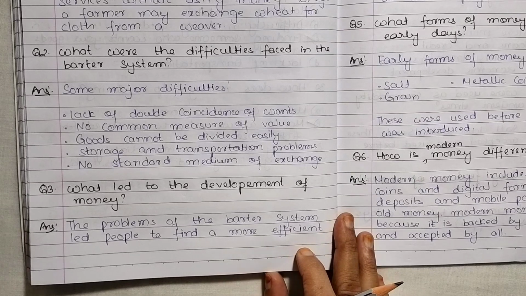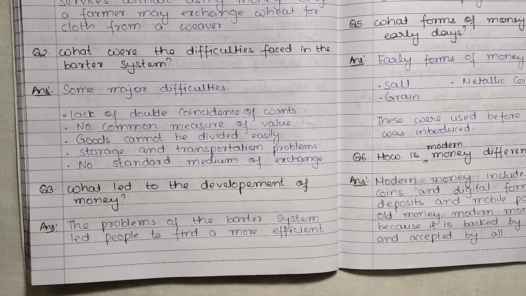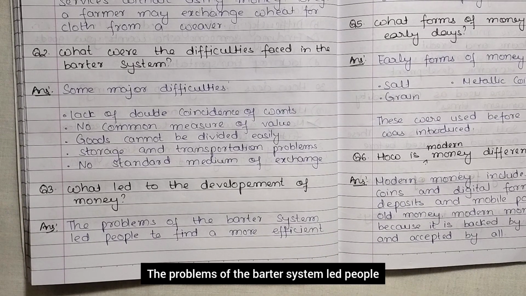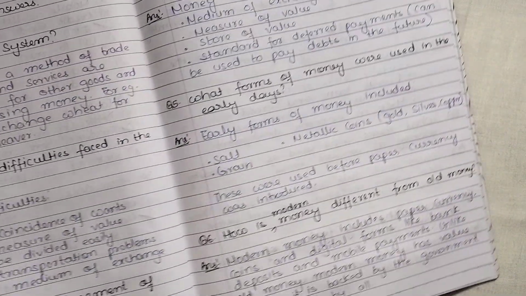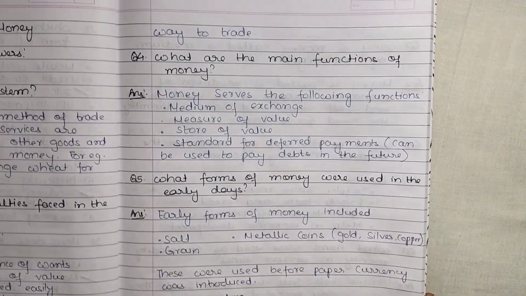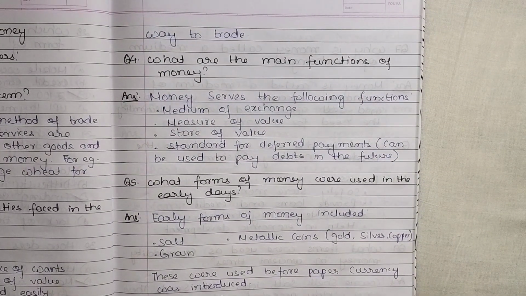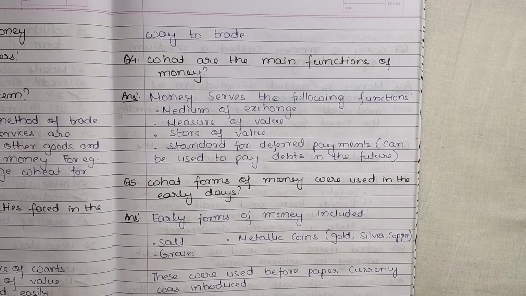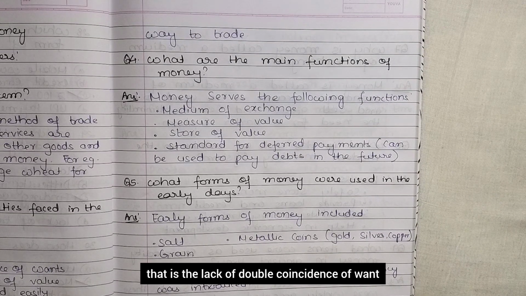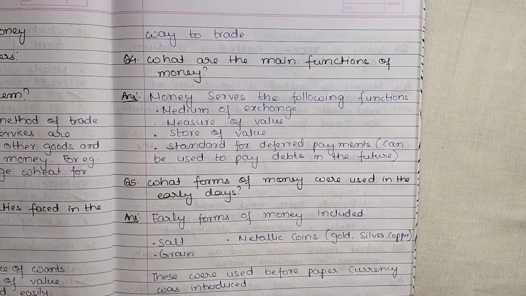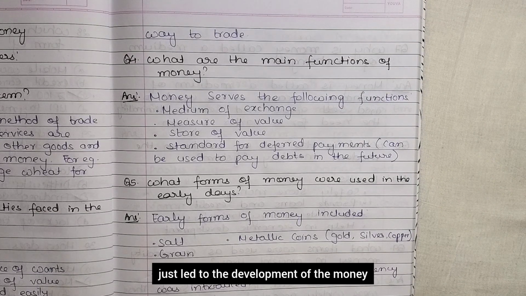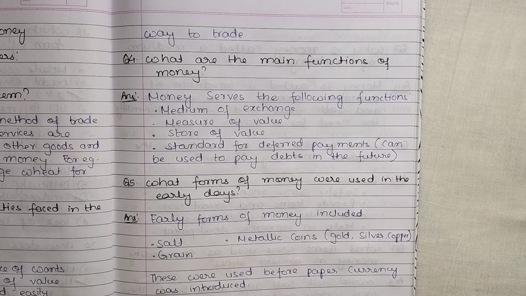Question number 3 is, what led to the development of money? The problems of the barter system led people to find a more efficient way to trade. Okay, so the problem of the barter system, that is the lack of double coincidence of want, no common measure of value, and goods cannot be divided easily. Due to these problems, it just led to the development of the money. Okay, you can write these major difficulties also while giving the answers.